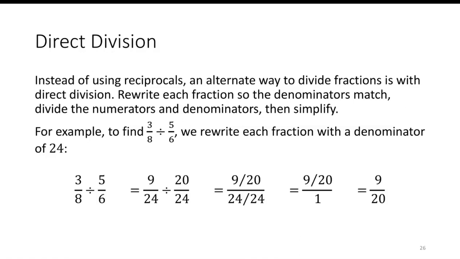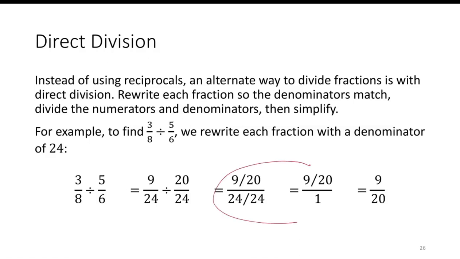For example, to divide 3/8 by 5/6, we write each fraction with a denominator of 24. So 3/8 becomes 9/24, 5/6 becomes 20/24. So we divide the numerators, we get 9/20. Divide the denominators, we get 1. So this is 9/20.